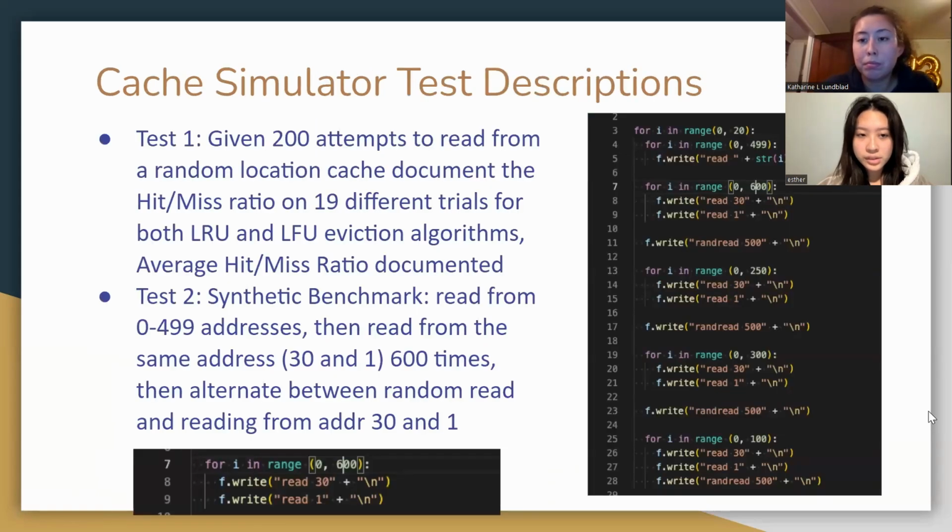And these are the two tests we ran on both LFU and LRU. For the first case, we did a random read 200 times, and we did this for 19 trials for both the LRU and LFU algorithm. And then for the second test, we did a synthetic benchmark, which we designed to read from 500 addresses and then read from the same address, which is in this case 30 and 1, for 600 times. And then we alternate between random read and reading from address 30 and 1.